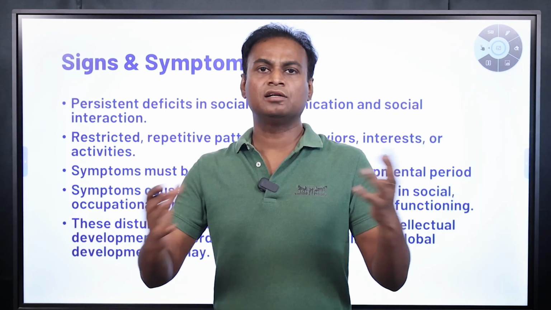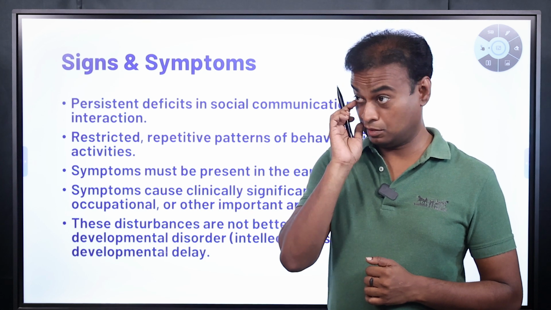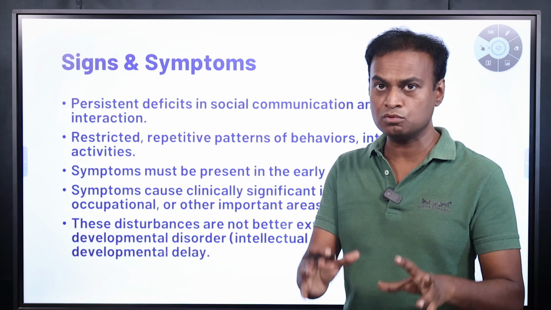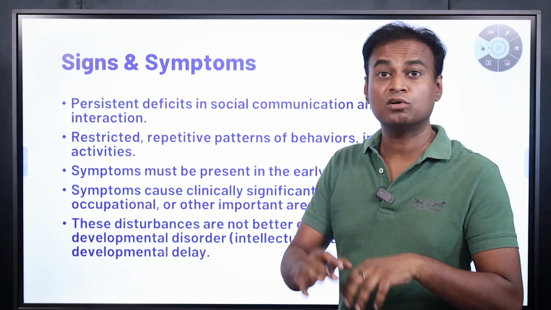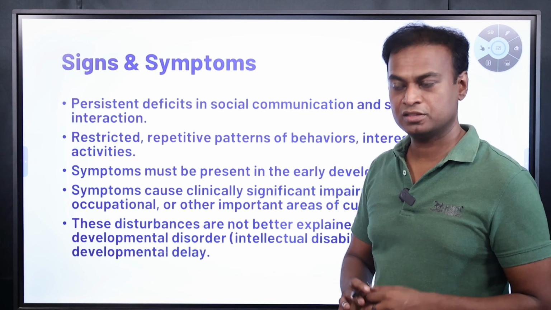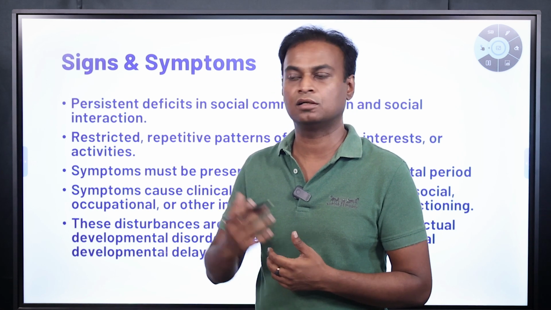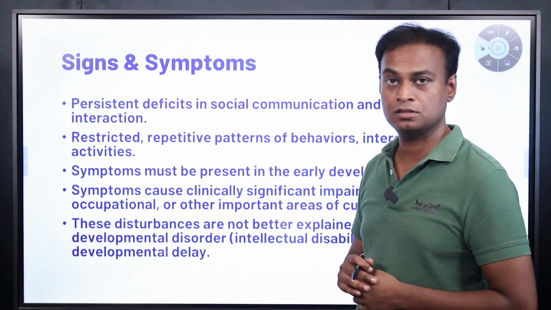You cannot say until 15 years of age the kid is okay, everything is fine, and at 15 years of age he developed these symptoms. That cannot be considered autism. Till now we have seen what is autism. Now I am saying what is not autism. What I mean to say here is, these symptoms should be present from the childhood. It is not that after 20 years, at the age of 20 or at the age of 30, if these symptoms appear, it is considered as autism.